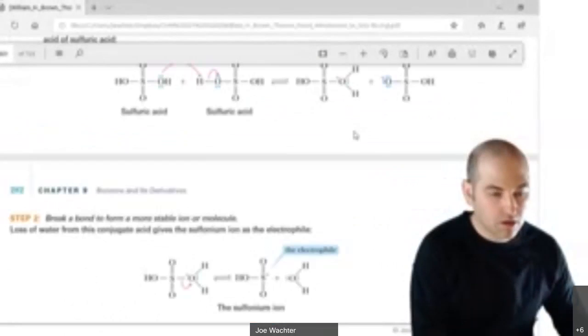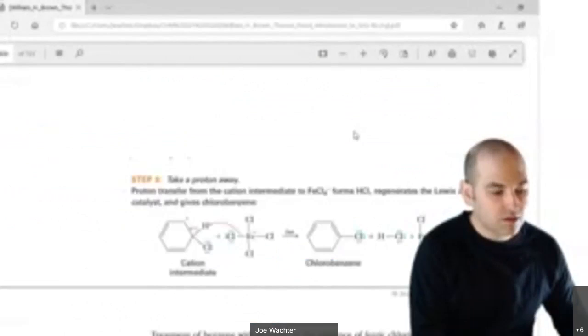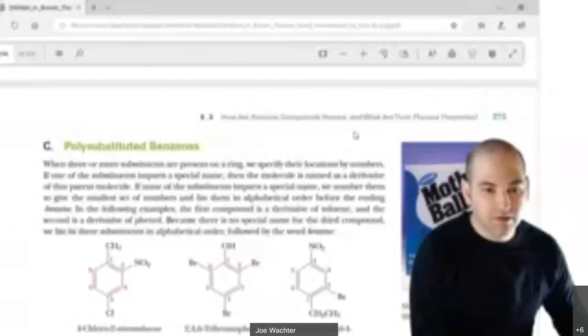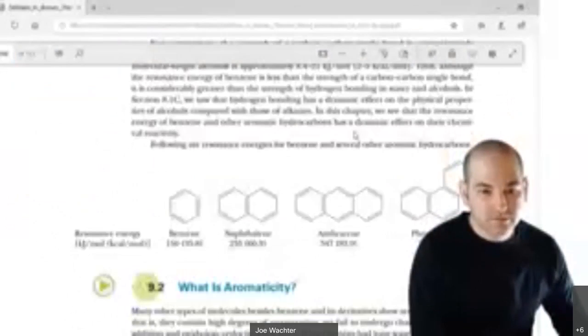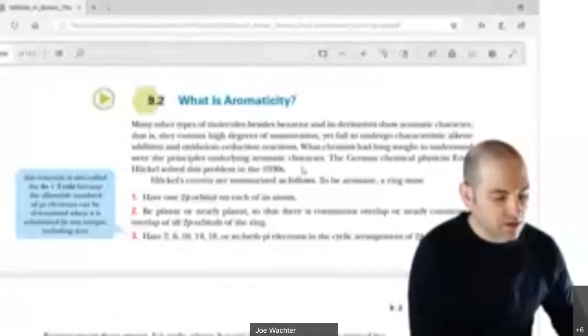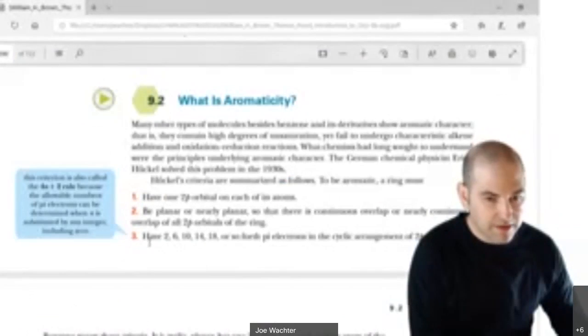All right, so we're in chapter 9 here, before the reaction. So we're looking right here, 9-2. What is aromaticity? Okay, so in count lone pairs, it's a double bond. If the number is odd, then it's aromatic. Again, that's not quite right.